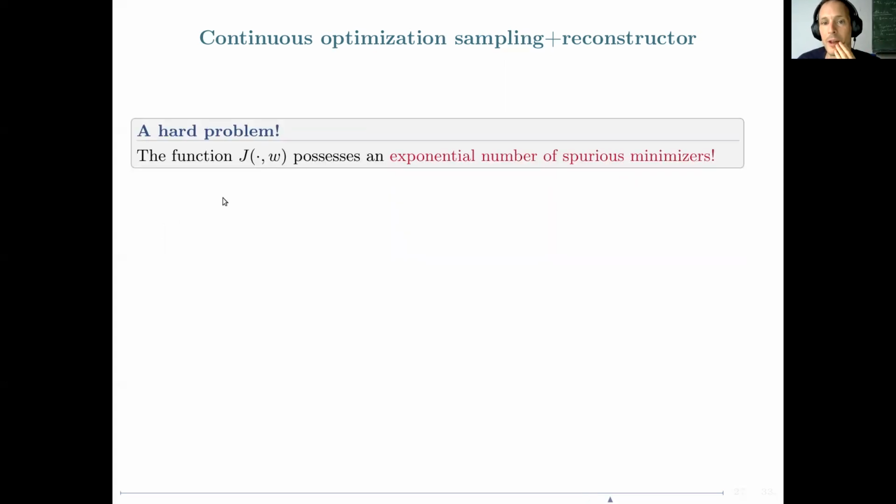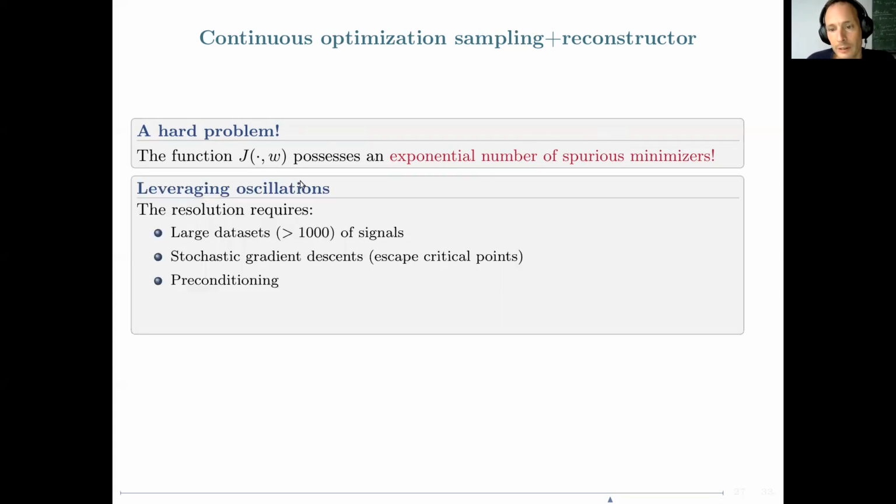We proved that this function, if you fix the weights here, this function J of w possesses an exponential number of spurious minimizers with respect to m, the number of sampling points. So there are plenty of spurious minimizers, and it will be hard to avoid them.